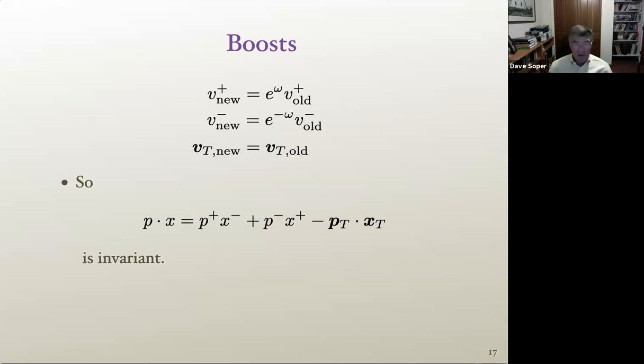And how about the behavior of that under boosts? Supposing I have a boost along the z-axis, and v is any four-vector, then the new v plus is e to the omega times the old v plus, where omega is the boost angle. And the new v minus is e to the minus omega times the old v minus. And the transverse components don't change. So then in p dot x, the p plus gets to be bigger, the x minus gets to be smaller, and it's unchanged. P dot x is unchanged under this. Well, it's a Lorentz transformation, so it better be.